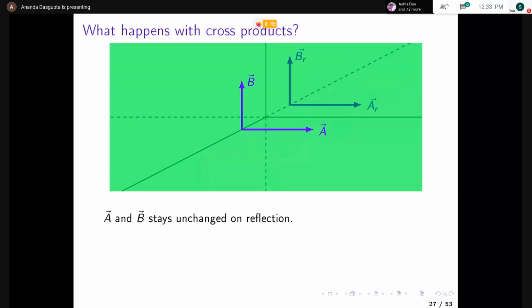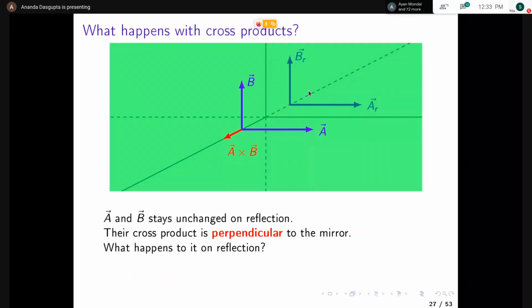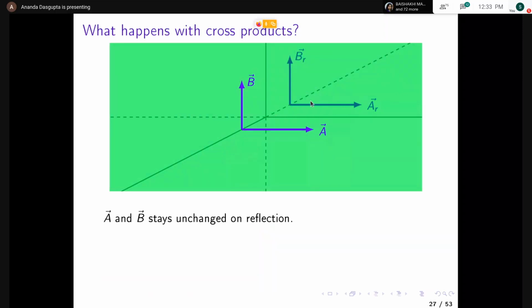So as was mentioned a while ago, a cross product. So what happens when we take the cross product of two vectors? Right now we are considering two vectors, A and B, which are both parallel to the plane of reflection. Of course, their images AR and BR are the same, right? They stay the same because they're parallel to the plane of reflection.